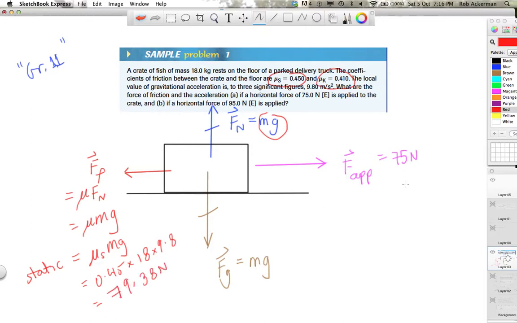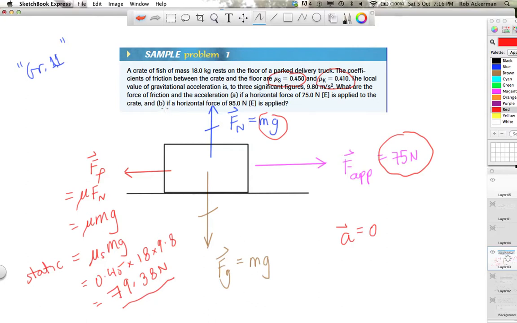Well, guess what, folks? The applied force was only 75 newtons. So you can make the conclusion that this pushing force is not enough to overcome static friction. In other words, what will be the acceleration in part A? Well, the acceleration will be 0. There will not be enough applied force to overcome static friction.